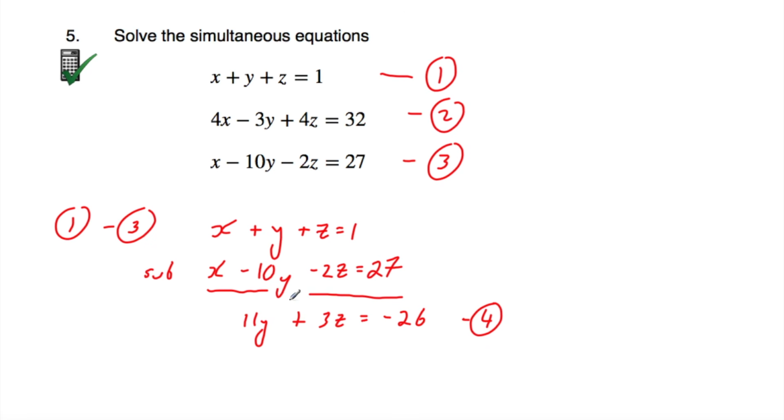We've got our 11y plus 3z. So we've got our y's and our z's, and the x's have been eliminated. That's going to be quite useful for us. Okay, so we've eliminated the x's using equation 1 and equation 3. Let's have a look now and see how we can eliminate x if we use equation 2.